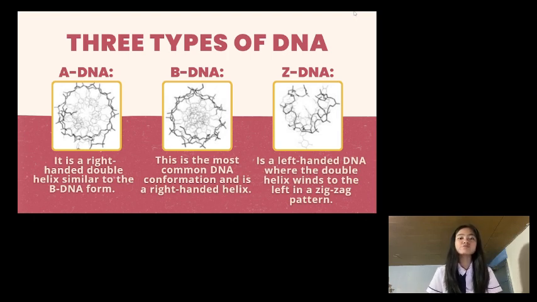And for the last type of DNA, we have Z-DNA. Z-DNA is a left-handed DNA where the double helix swings to the left in a zigzag pattern. It was discovered by Andres Wang and Alexander Rich. It is found ahead of the start site of a gene and hence is believed to play some role in gene regulation. So those are the three types of DNA. Again, we have A-DNA, B-DNA, and the last one is Z-DNA.